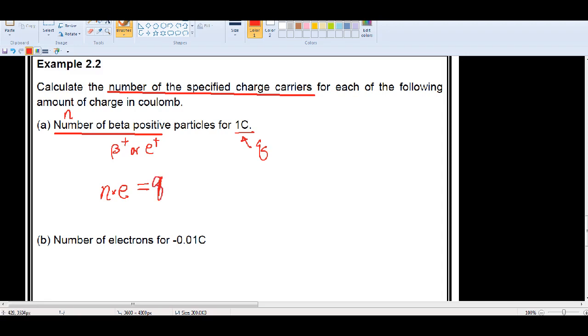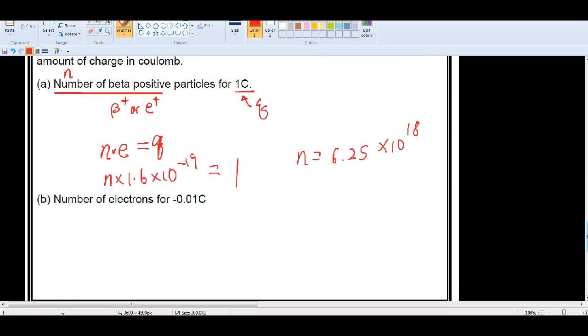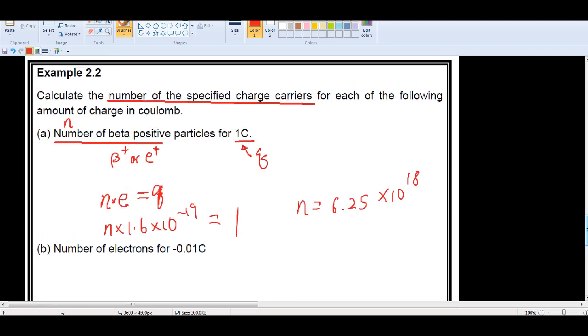Okay, well, I should just write Q, it would be easier for you. Okay, so that's 1. In this case, you just divide the whole thing to the other side. So it should be 2.625. So that will be the number of beta plus particles.